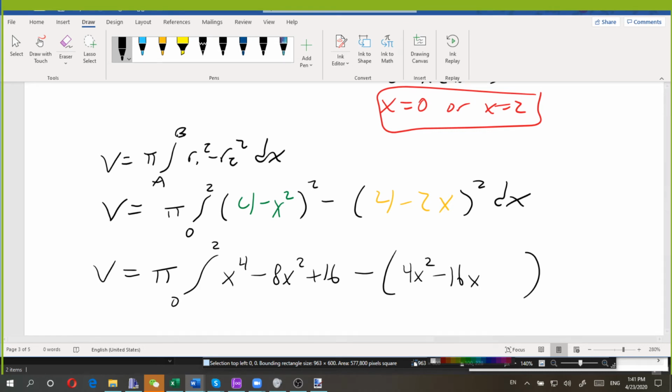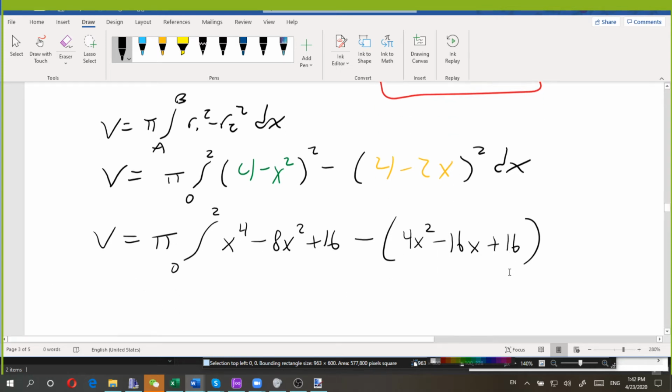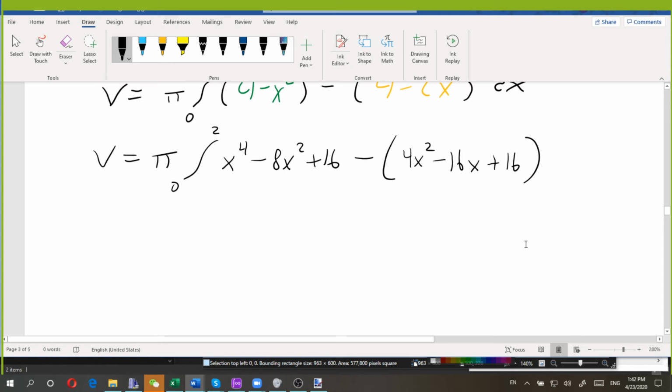Okay, so that's your next term. Minus 16x and plus 16. Perfect. Okay. And then I just need to combine like terms, and we should be ready to pass this on to integrate.